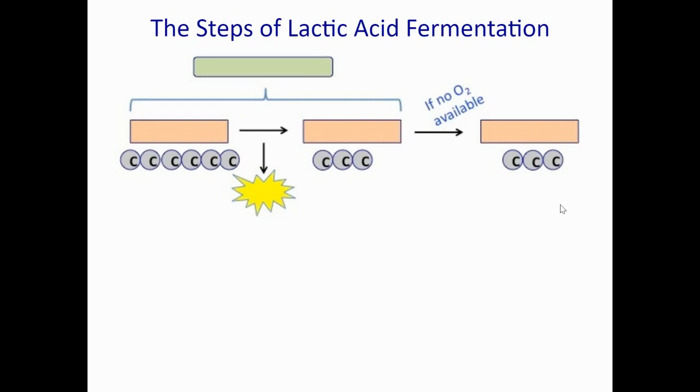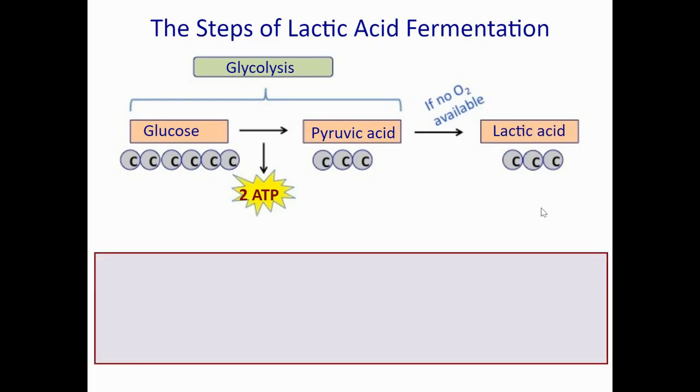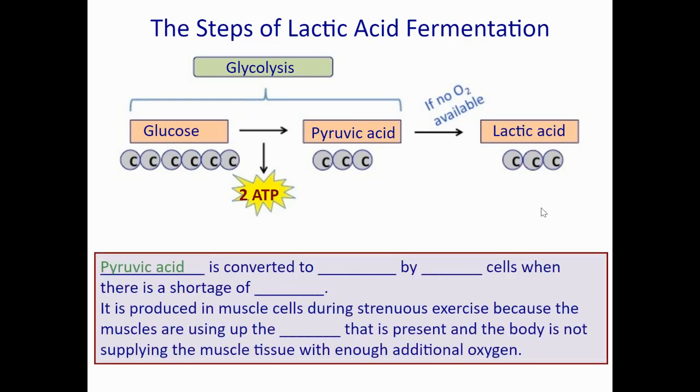Now, what about lactic acid fermentation? You'll notice lactic acid fermentation is very similar. It always starts with glycolysis and converts that glucose to pyruvic acid. But when oxygen is not available, it's going to create lactic acid. So that pyruvic acid is converted to lactic acid by muscle cells. So if you can guess, we're the type of organisms that perform lactic acid fermentation when we have a shortage of oxygen within our cells.